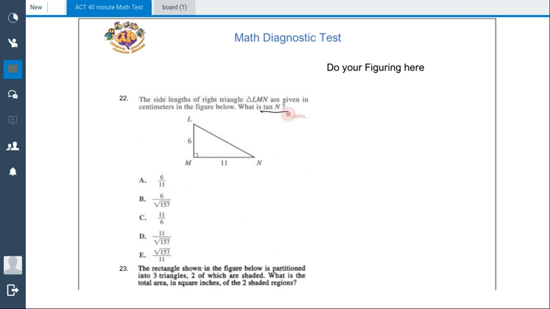This is asking me for the tangent of n. So I'm going to label my angles according to that angle. This is the adjacent side, that's the opposite side, so that's 6 over 11. So the answer is A.